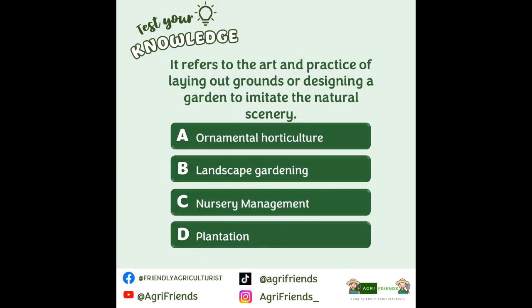Next, it refers to the art and practice of laying out grounds or designing a garden to imitate the natural scenery. A, ornamental horticulture, B, landscape gardening, C, nursery management, or D, plantation. The answer is landscape gardening. Ornamental horticulture refers to the production of plants with aesthetic values. Nursery management, this is the sum total of practices or activities done to ensure the successful production of planting materials. Plantation is the intensive growing of crops on a large scale for commercial purposes. So, crops planted in here are typically utilized after processing.